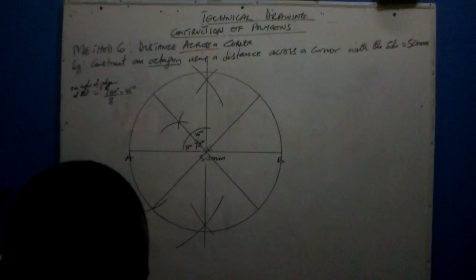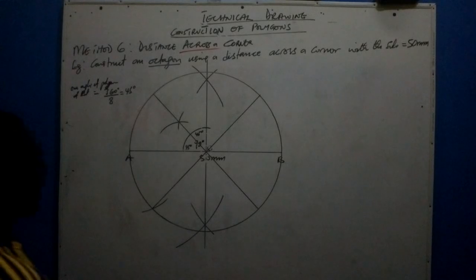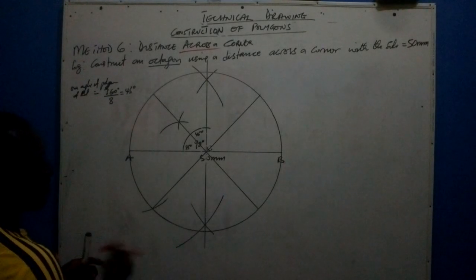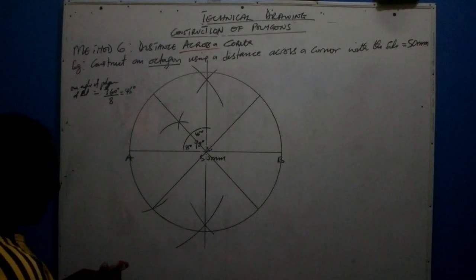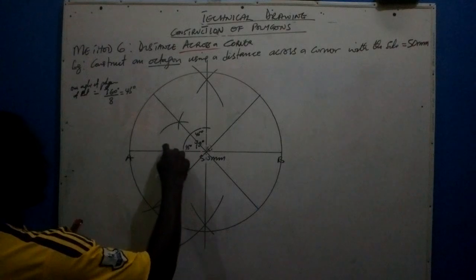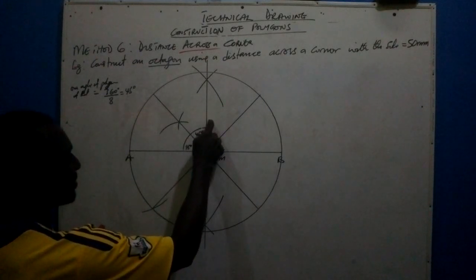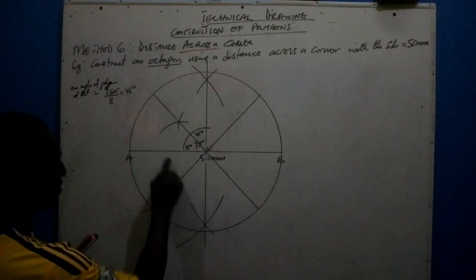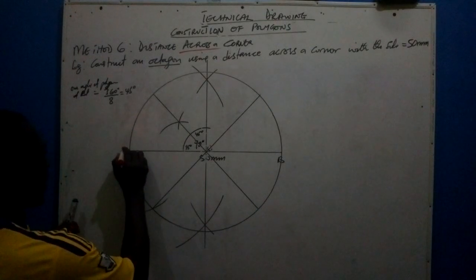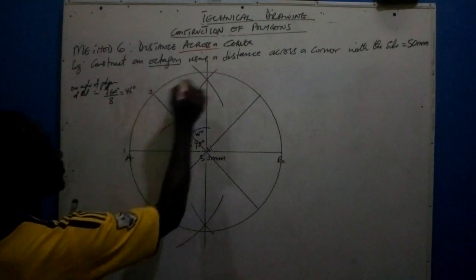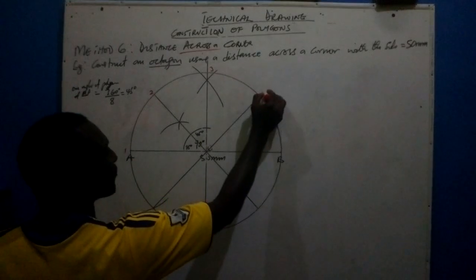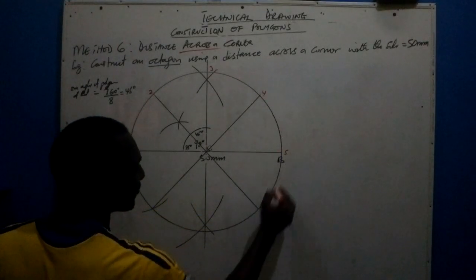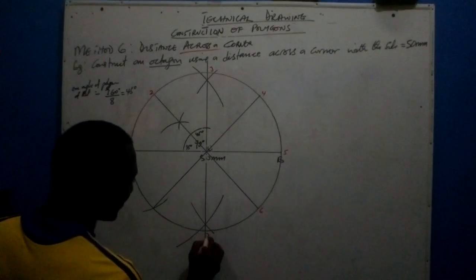From here, I can see that. Let's number it and see if we have all the 8. The distance from here to here is the same, the same, the same, till here become our 1, 2, 3, 4, 5, 6, 7, and 8.